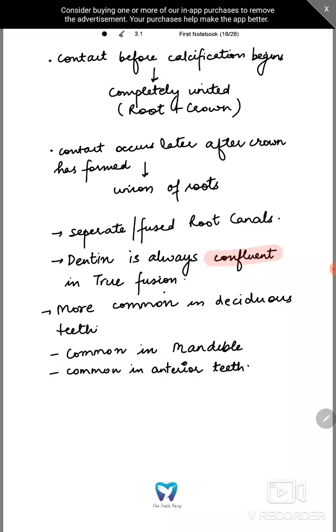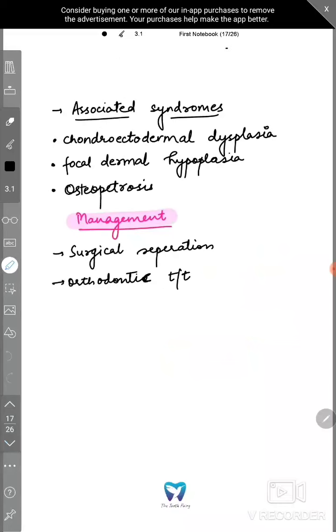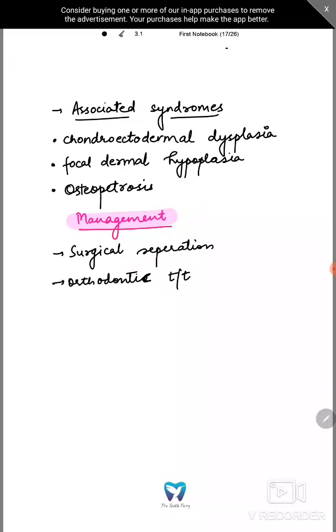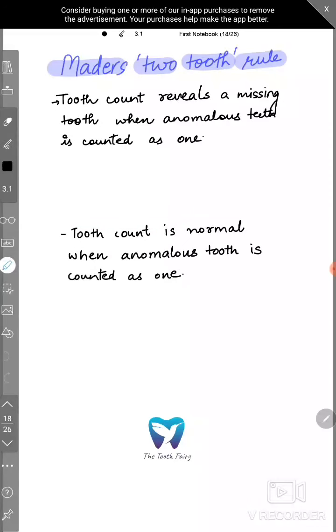Then it is more common in deciduous teeth, as we read in gemination also. Gemination was common in maxilla, while fusion is common in mandible. It is common in anterior teeth like gemination. Then it is more commonly found in syndromes like chondroectodermal dysplasia, focal dermal hypoplasia, or osteopetrosis. Otherwise normally it can also be found even if there is no such disease. Then we can manage it by surgical separation, or we can do some orthodontic treatment.